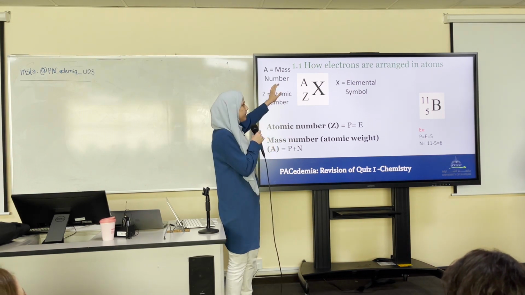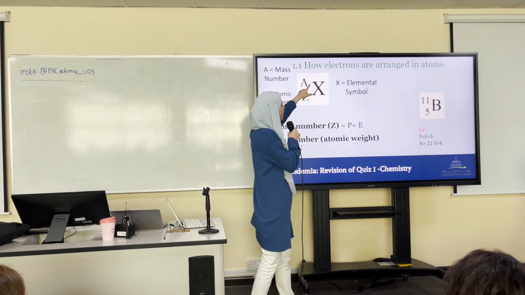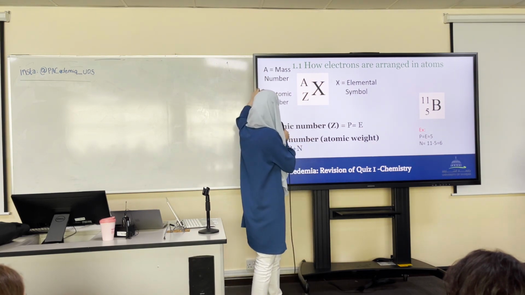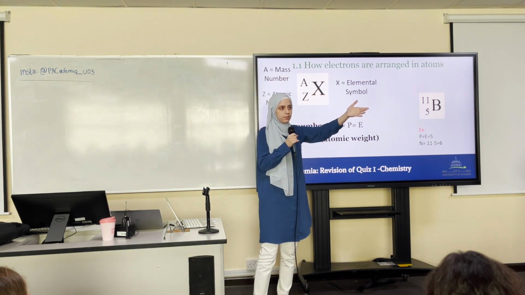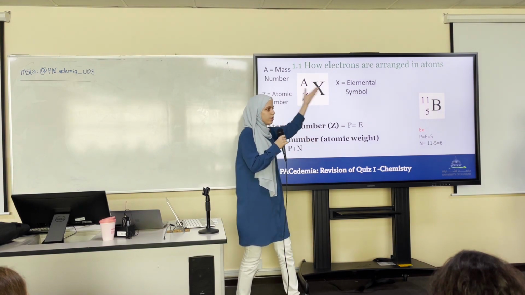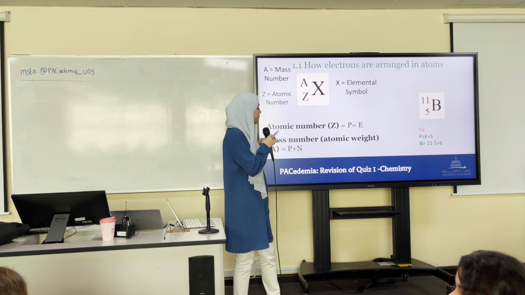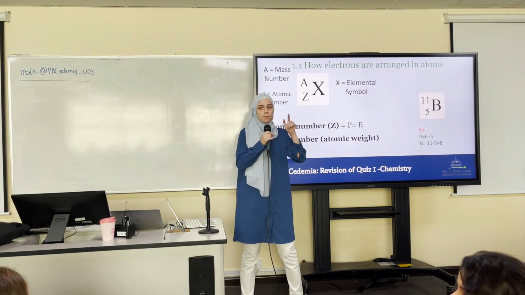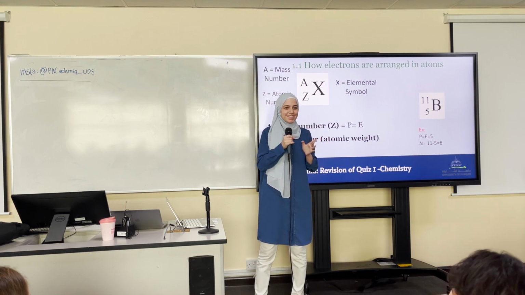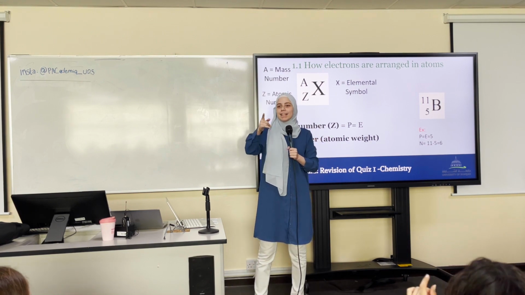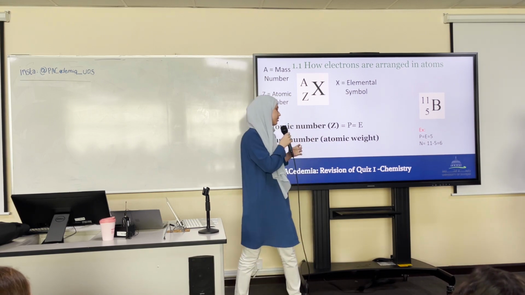Now, in the periodic table, for each element you will have the symbol of the element, the atomic number, and the mass number. What is the atomic number? The number of protons. What is the mass number? Protons plus neutrons. Can we say electrons plus neutrons? No. Why? Exactly, the electron's weight is way lower than the proton's weight.